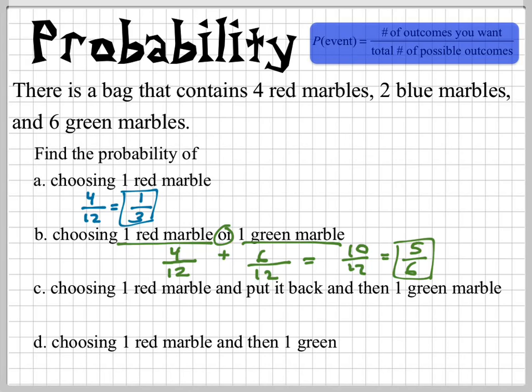Now let's look at letter C. This one says choosing one red marble and put it back, so it's with replacement, and then you choose a green marble. See the word and?